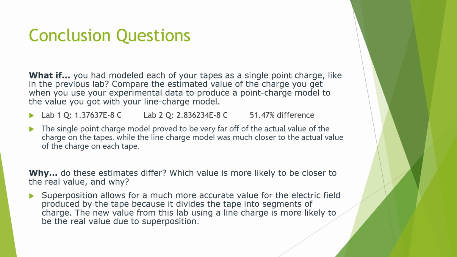And why do the estimates differ, and which one is more likely to be closer to the real value? Superposition allows for a much more accurate value for the electric field produced by the tape because it divides the tape into segments of charge and adds up the electric fields produced by each segment. And the new value from this lab using a line charge is much more likely to be the real value due to superposition.